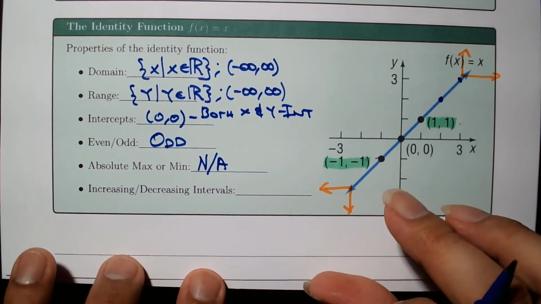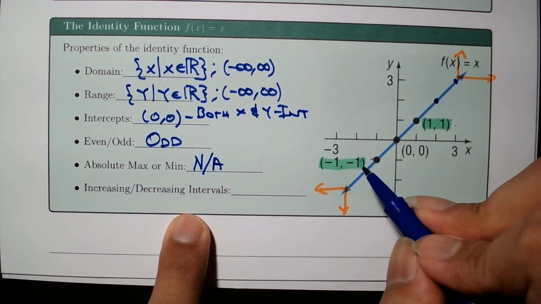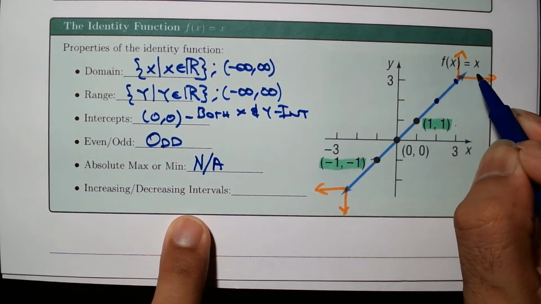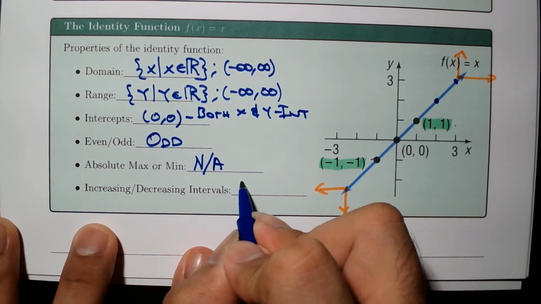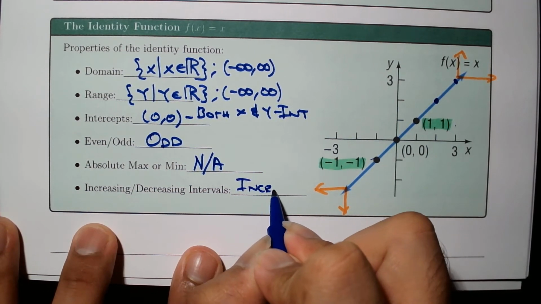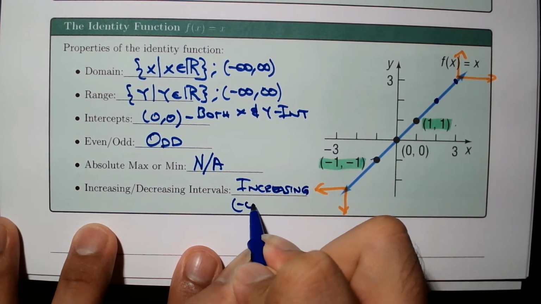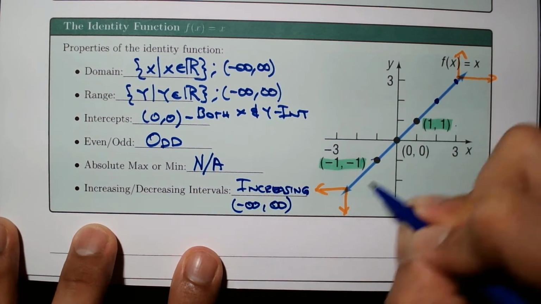There's nothing. Okay, but now in this case, is the graph increasing or decreasing? Well, in this case, this line is going up forever. So in this case it is increasing, and it's increasing in the interval from negative infinity to positive infinity.